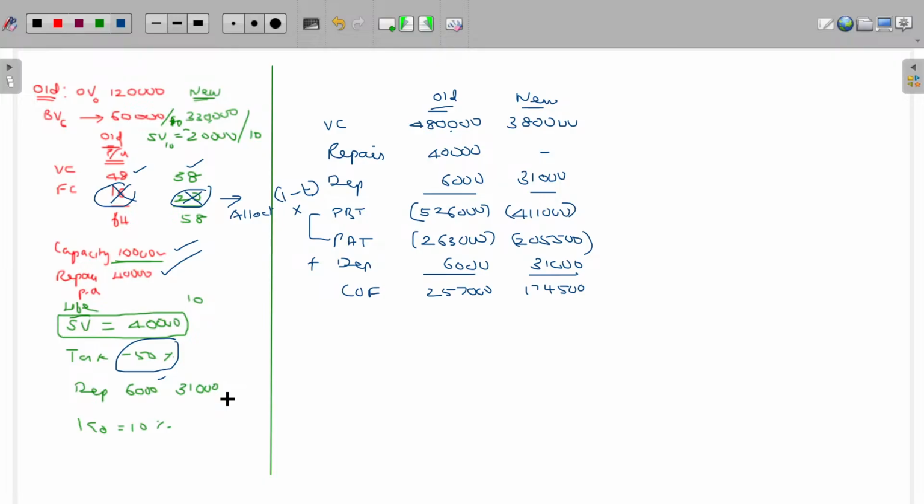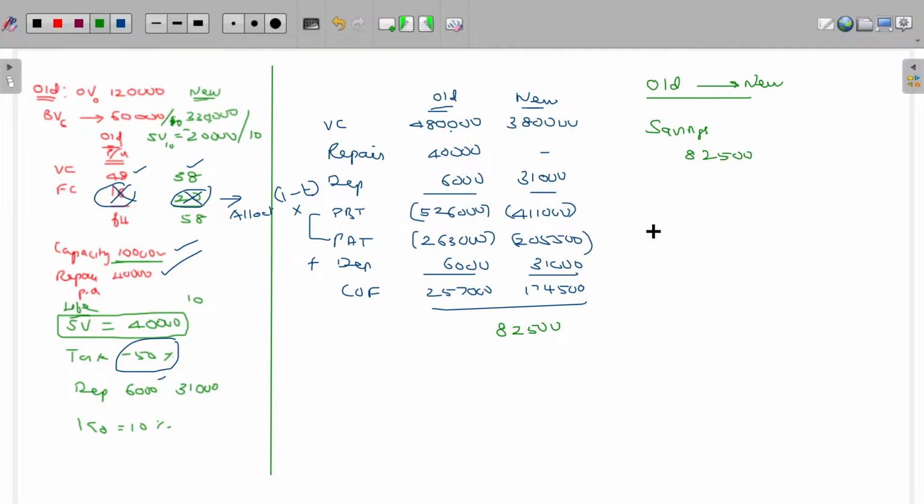Right. Now tell me here. Because of moving from old to new, what about the savings, sir? The difference between these two is your savings, 82,500. Am I right? 82,500 will be your savings, considered as revenue.